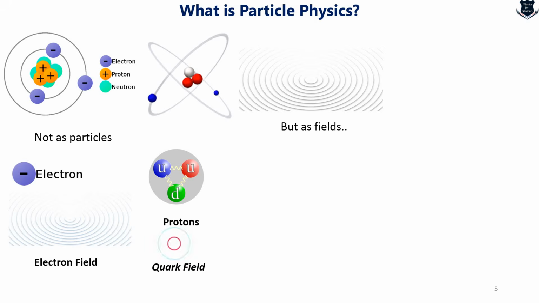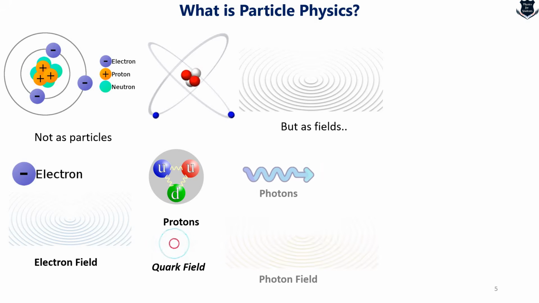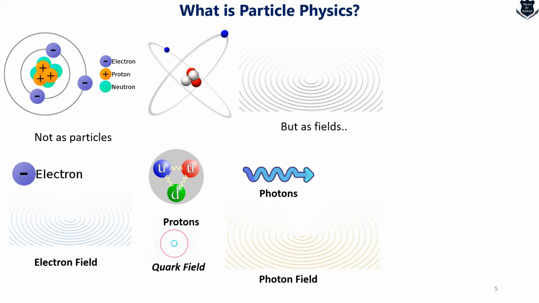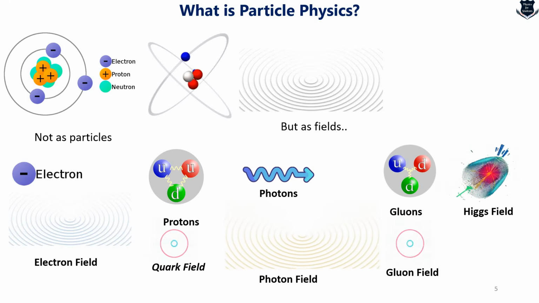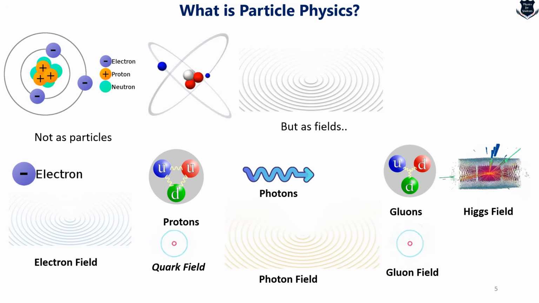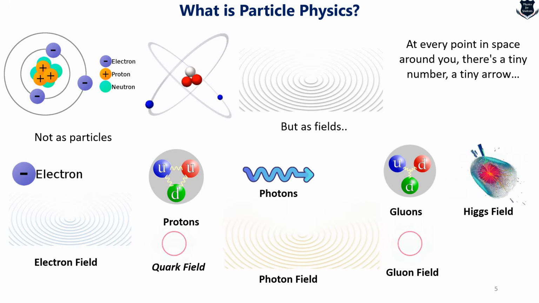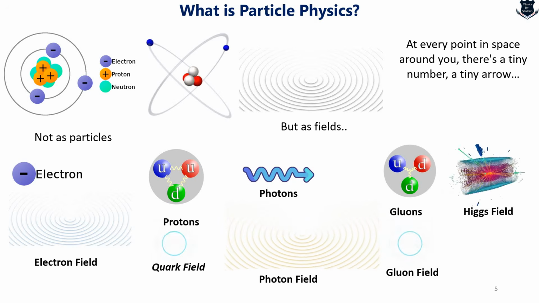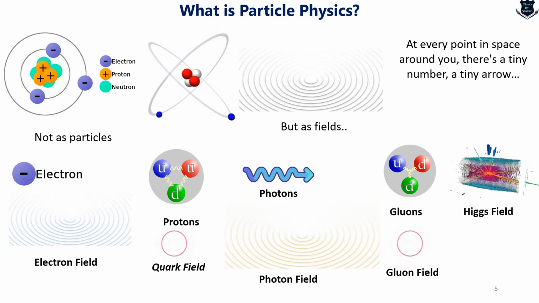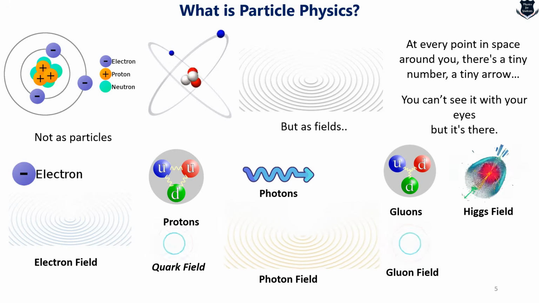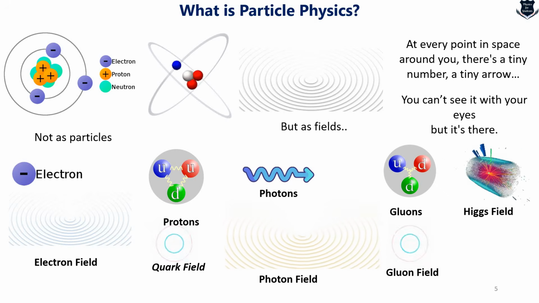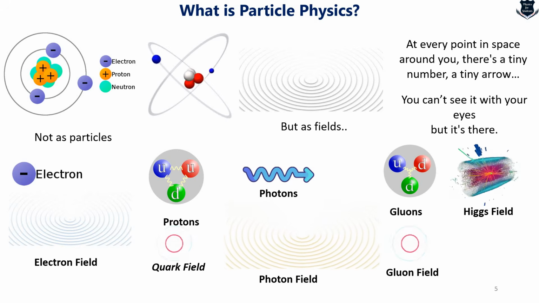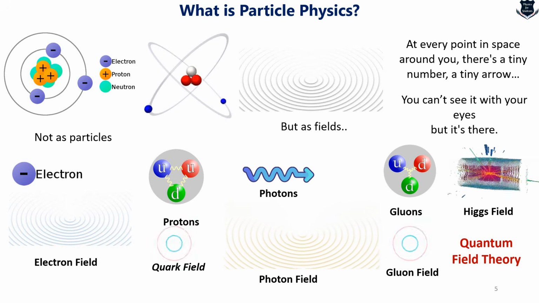Protons are not exactly fundamental particles, so we further divide them into what is called a quark field. The gluons have a gluon field. And the most important discovery, the Higgs, also has a Higgs field. So at every point in space, you can think of a tiny number, a tiny arrow which is pointing, and although you cannot see it with your own eyes, it is still there. These are called fields, and they form the heart of what is called quantum field theory.